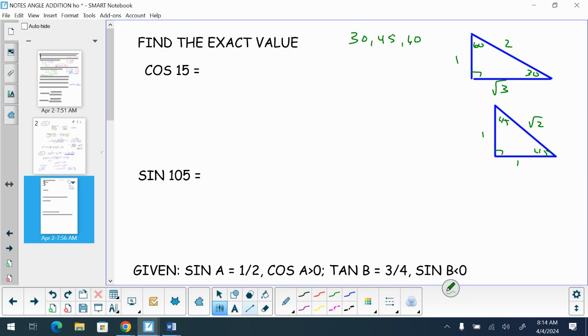So we have to ask ourselves, what two of those numbers could I either add or subtract to get 15? 30, 45, 60. What can I either add or subtract to get 15? Zach, what do you think? I want to either add or subtract two of those numbers to get 15.